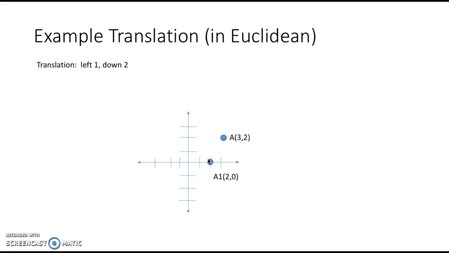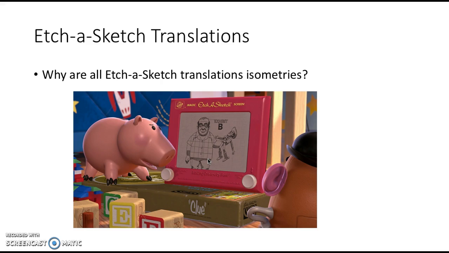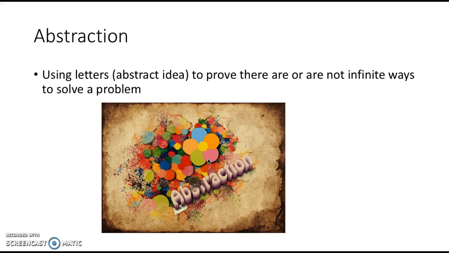So why are all Etch-a-Sketch translations isometries? Because abstraction tells us we can. Please notice this wonderful Etch-a-Sketch picture. Abstraction is using letters, an abstract idea, to prove there are or are not infinite ways to solve a problem. In the case of translation, in Etch-a-Sketch geometry, abstraction proves that there are infinite solutions.